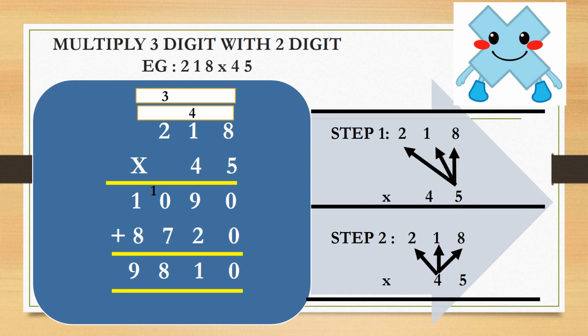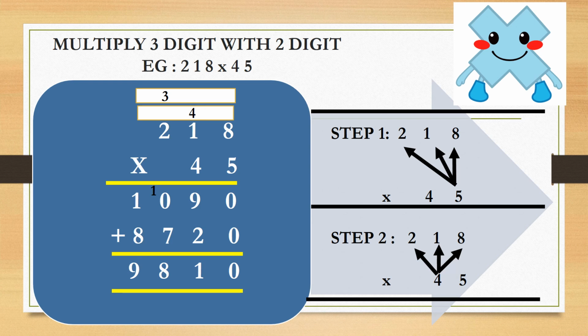Next you multiply the 5 with the tens. So 5 ones are 5 plus carry over 4 gives 9. Then you multiply 5 with the hundreds, that is 5 twos are 10. So the number is 1090.